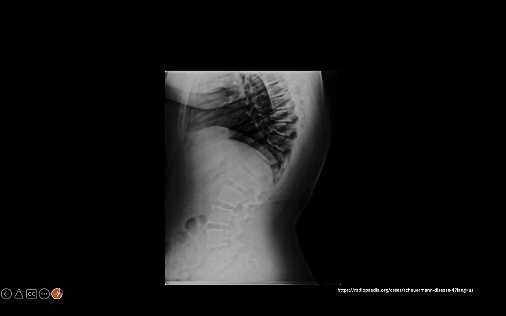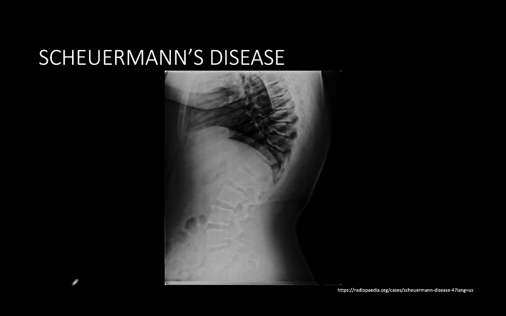Now let's talk for a moment about Scheuermann's disease. This is a condition known as apophysitis. Remember, the vertebral bodies are still growing when we're in adolescence, and they do have vertebral end plates, which are the apophyses or the secondary growth centers for the vertebral bodies. And in the case of Scheuermann's disease, those end plates are inflamed. So vertebral apophysitis is really the best way to describe Scheuermann's.